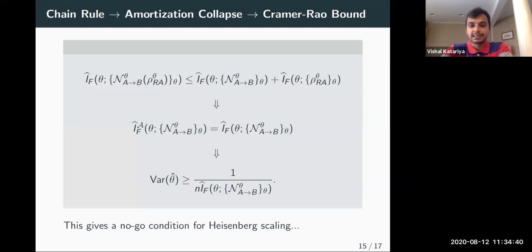Finally, we want to put these steps together. I just showed you how the chain rule, that's the first line in this box, leads to the amortization collapse. Next, our probably most important contribution is to show that the amortization collapse leads to this Cramer-Rao bound, which is basically this fundamental lower bound on the variance of an estimator.